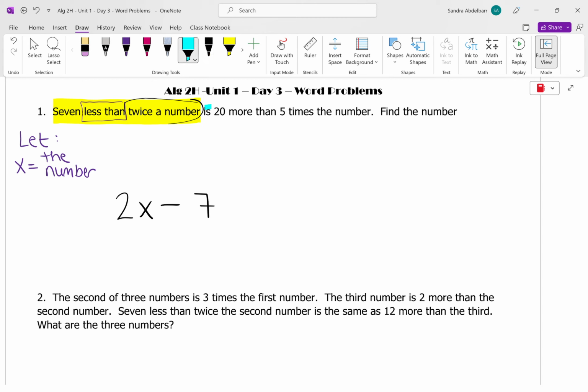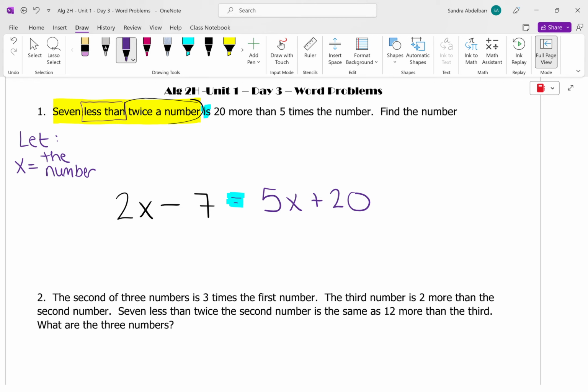And then it has the word is. What symbol goes with is? Kai? Equals. So is 20 more than 5 times the number. Do we agree that more than is addition? 20 more than. In addition, does the order matter? No. In subtraction, it definitely matters. 7 minus 2x versus 2x minus 7 is different. But 20 plus 5x or 5x plus 20, it doesn't really matter. Addition's commutative. So I'm just going to write it the way it translates exactly, which is 5x plus 20.